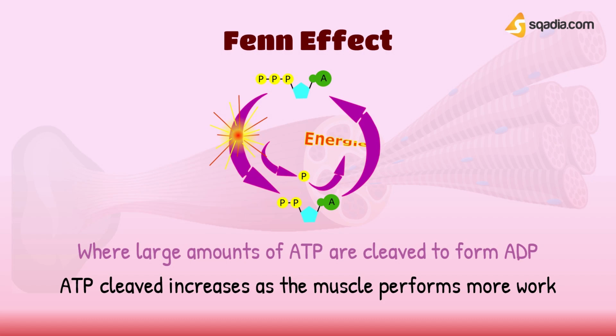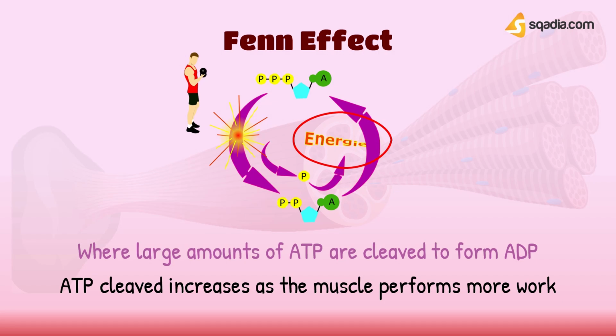During muscle contraction, ATP is essential for providing the energy required for the interaction between myosin and actin filaments, allowing the muscle fibers to slide past each other and generate force. As the muscle exerts more force or performs more work, a higher rate of ATP cleavage occurs. This increased ATP cleavage is a result of the increased demand for energy to fuel the contraction process.